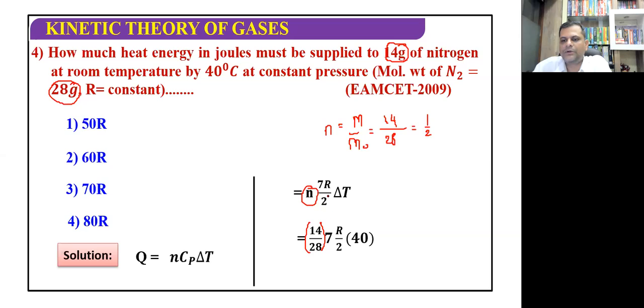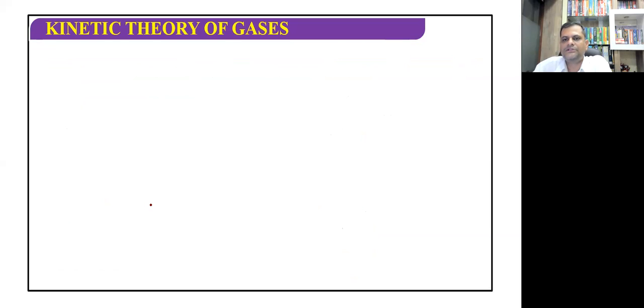And this 7 by 2 R is kept as it is, and delta T is replaced by this 40 here. Okay, and if we just simplify this further, then we get this 14 cancelled with this 28 leaving behind 2, and this 2 into 2 becomes 4, which cancels with 40 leaving behind 10, and 7 into 10 into R becomes 70 R, which is going to be the amount of heat energy which is to be supplied to the nitrogen, which is already there in option number 3 here. Chalo, next one.